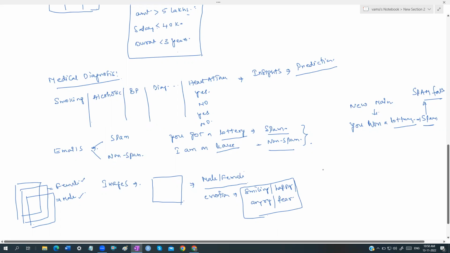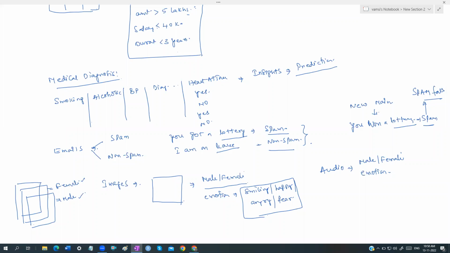Not only that, if I give some kind of audio, like a voice audio, the machine can tell whether the audio belongs to a male or to a female. Even from the audio, we can identify what type of emotion it carries, whether the person was speaking in a happy mood or in some other mood. So all of these are technologies that will help you.